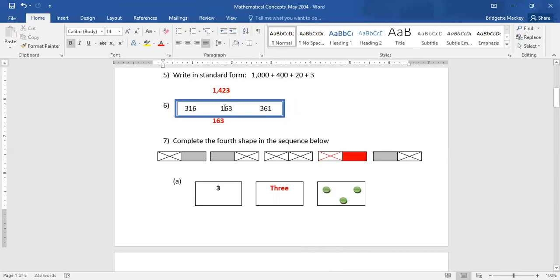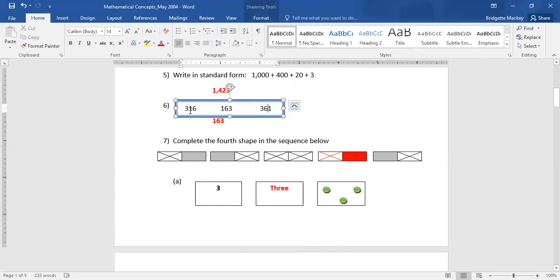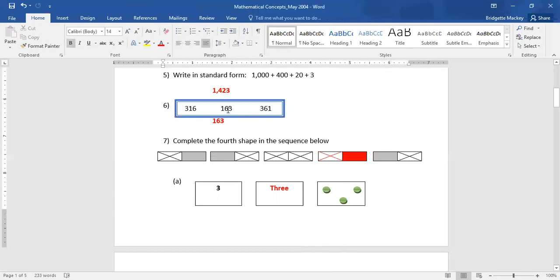This number, 163, has the 1 in the hundreds position. And then the last number, 361, has the 1 in the ones position. So we have 10, 100, ones in terms of the positioning of our 1 digit. And the one with the highest value of the digit 1 is 163.